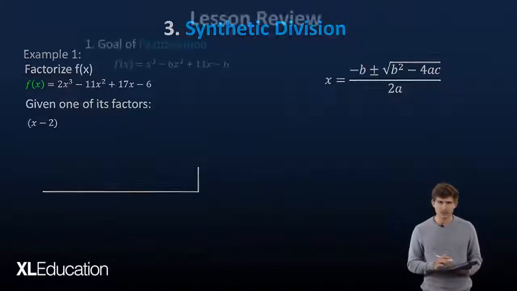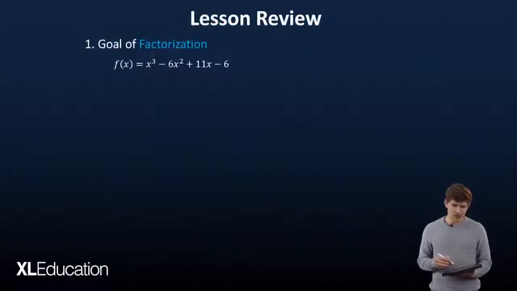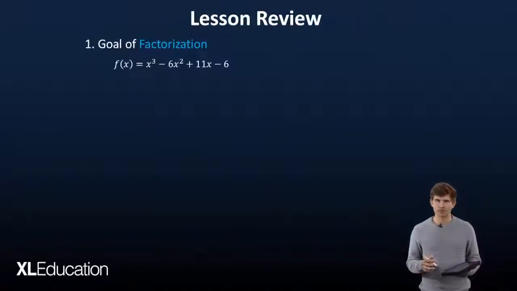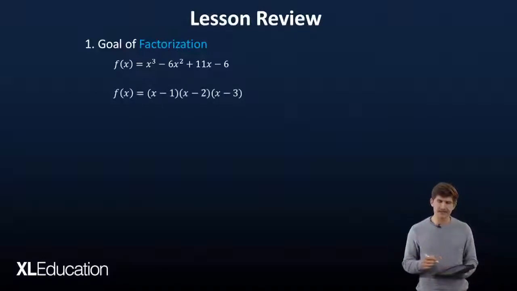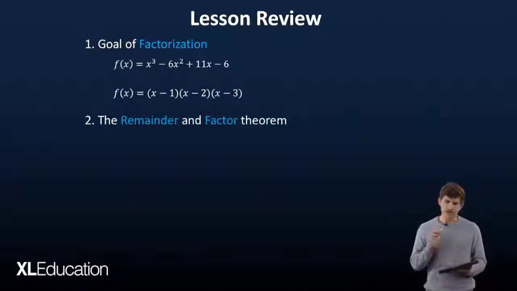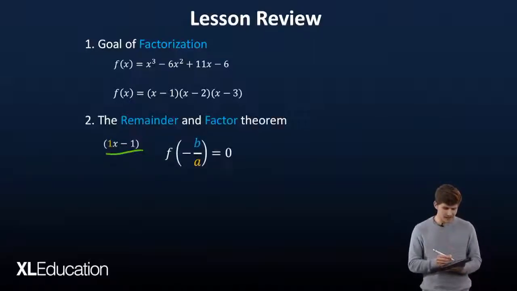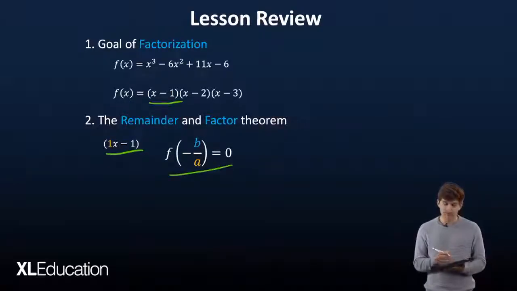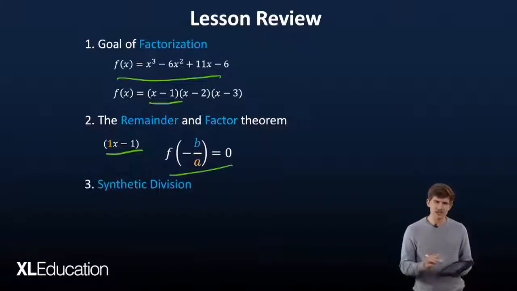All good? Let's quickly review what we've just done today. We're given a polynomial in the form of a standard form. Not very useful, so we factorize it. How do we do that? First step, remainder factor theorem. We show that this is in fact a factor of the polynomial we've been given on top here. Once we've got that, we use synthetic division.